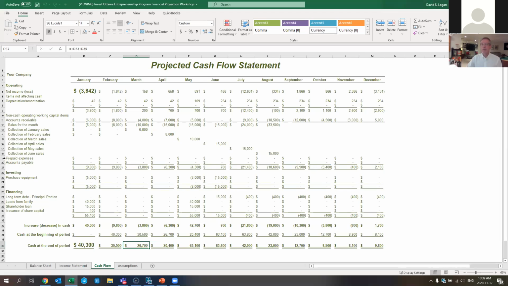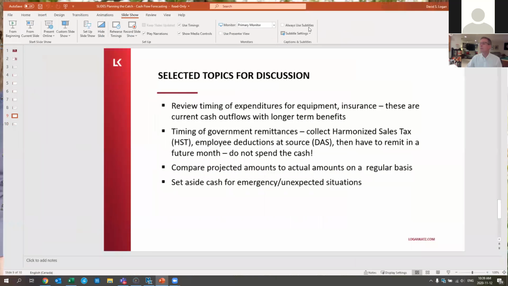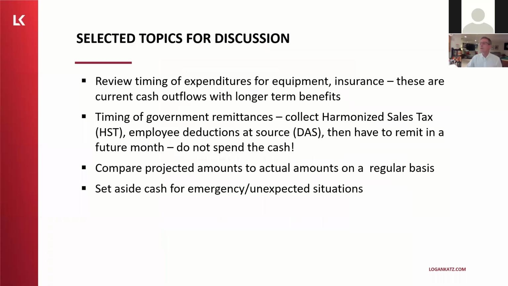I'm just mindful of time. We've got about 20 minutes to go, so I'm going to go back to the slides. The second item down, I've already talked about it, so I'm going to deal with the first one.